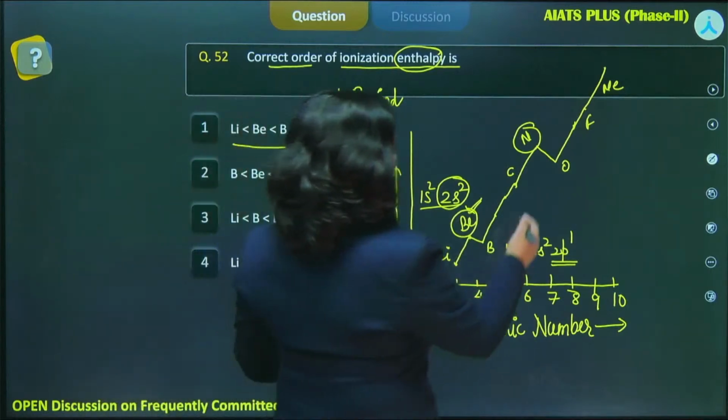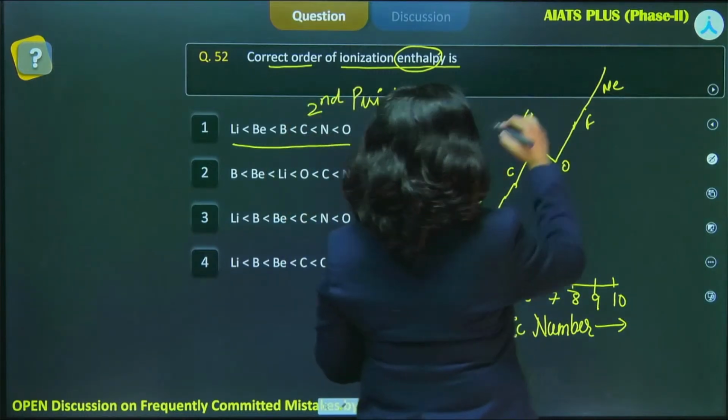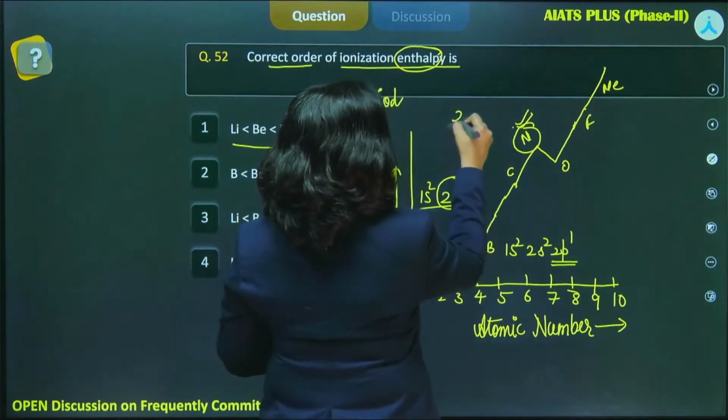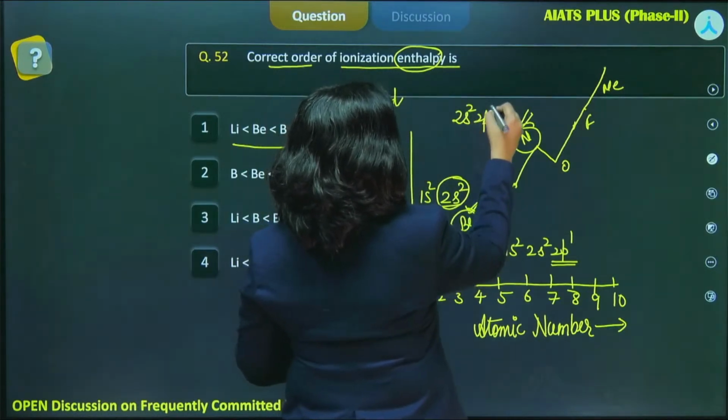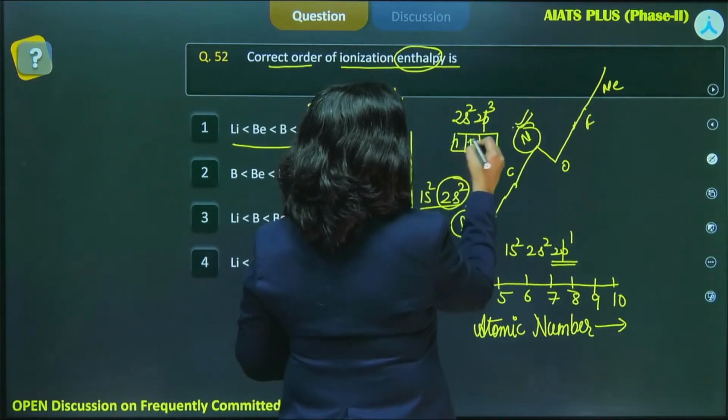Then further, for the carbon, it's a regular order. But when it comes to nitrogen, what happens here? In case of nitrogen, the configuration is 2s2, I'm talking about the valence shell only, 2p3. And 2p3 means half-filled configuration.